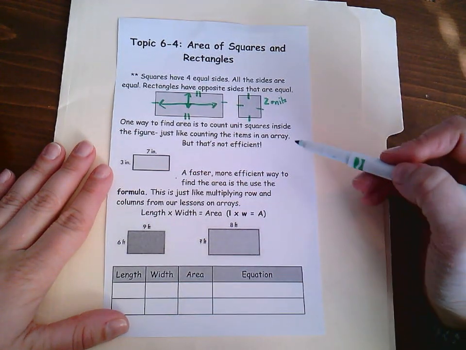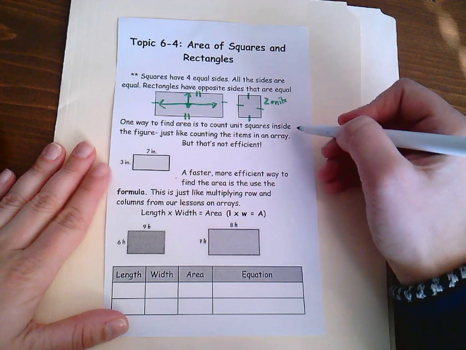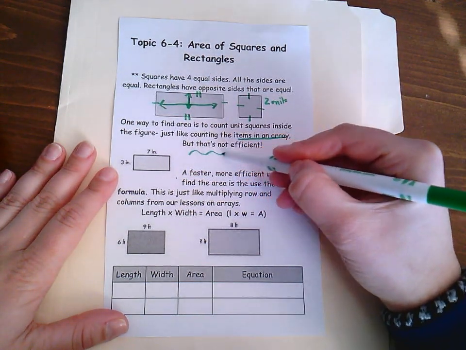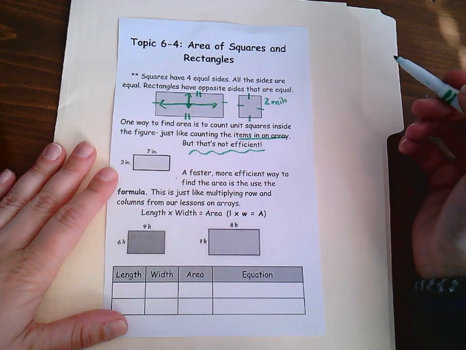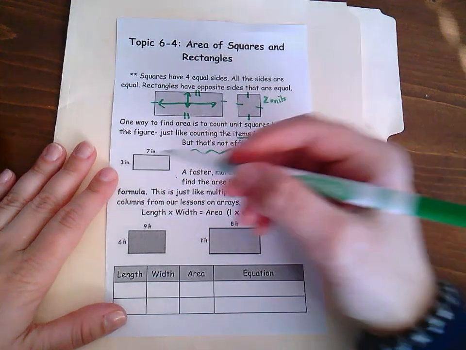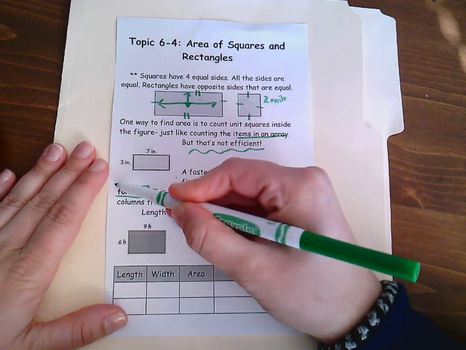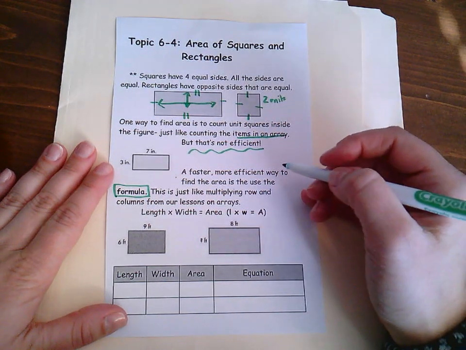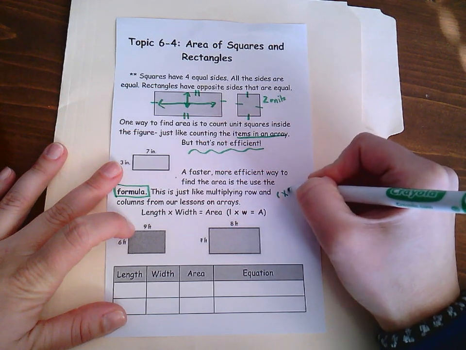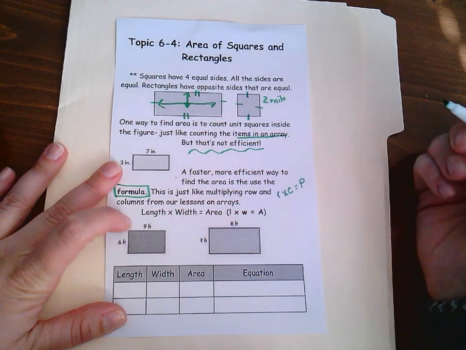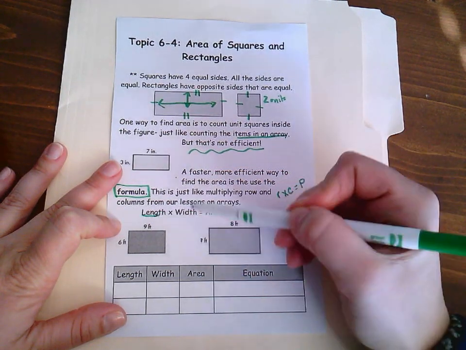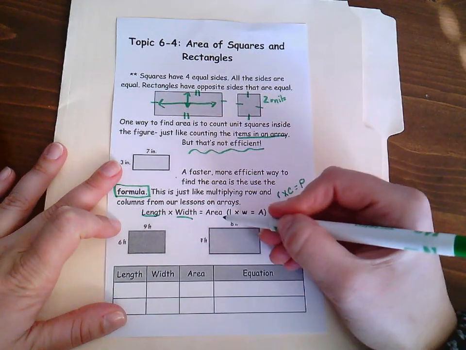So one way we already learned to find the area is to count the unit squares inside the figure, just like counting all of the items in an array. But as we've said many times, that is not efficient. There are more efficient, faster ways. So a better way to find the area is to use the formula. I like to call it the magic potion, the formula for finding that, which is something we're already kind of familiar with. So we've been talking about rows times columns would give us the product. But in this case now, instead of calling them rows and columns, we're going to call it length and width. And that will equal the area.